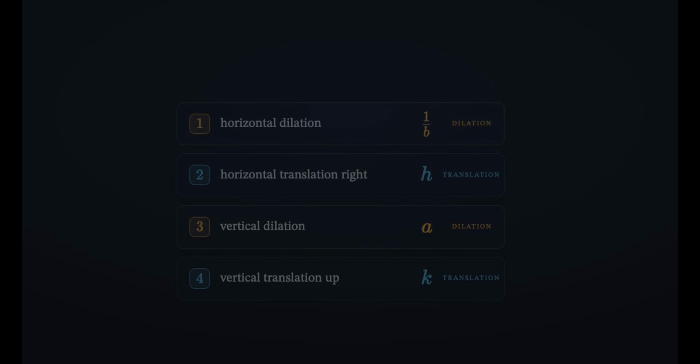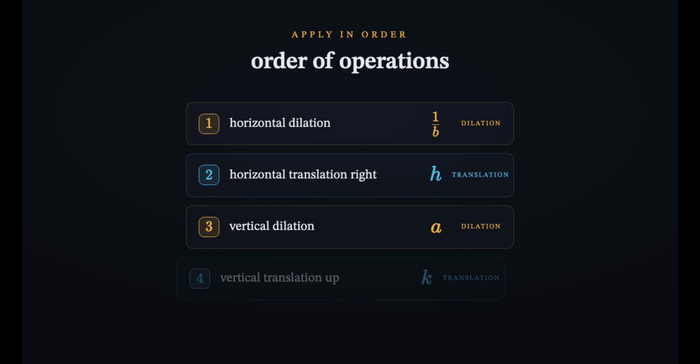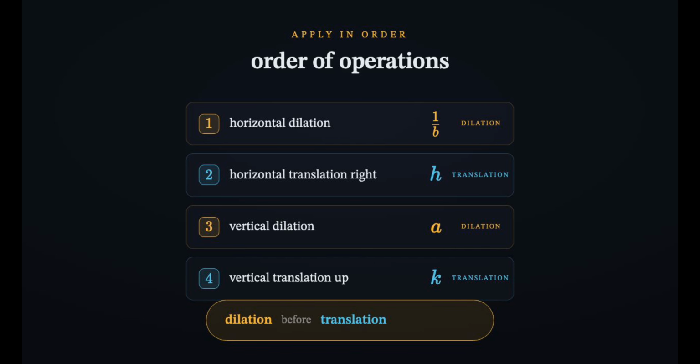When a function is in transformation form, you apply these transformations in this order. 1. Horizontal dilation factor 1 over b. 2. Horizontal translation to the right h units. 3. Vertical dilation factor a. 4. Vertical translation up k units. If you want to be really picky, yes, it doesn't matter if you do the horizontal or vertical ones first. But just remember dilation before translation. D comes before T in the alphabet. You can shuffle the order however you like as long as each translation goes after its corresponding dilation.